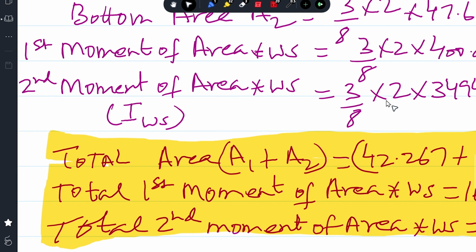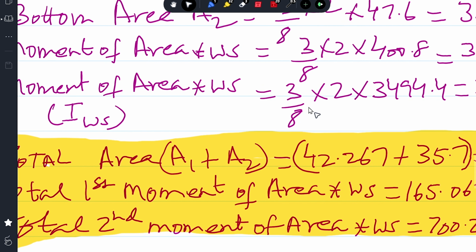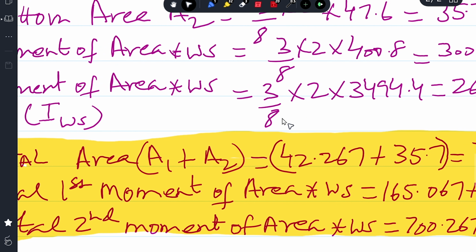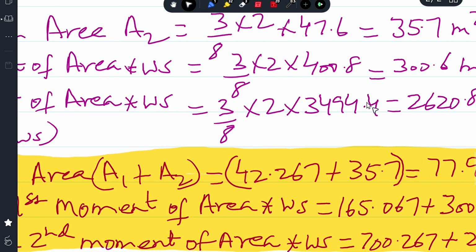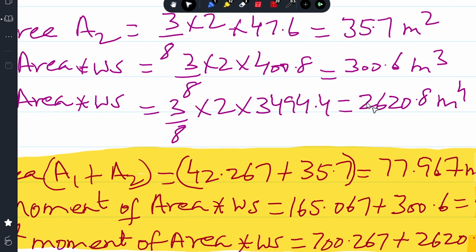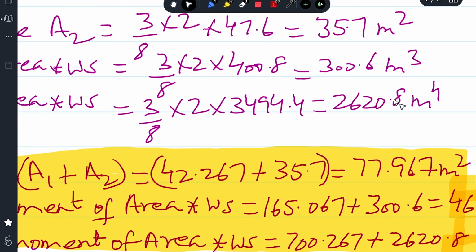Then the second moment of area about water surface, which is also called moment of inertia, IWS. This is IWS because second moment of area is moment of inertia. 3h by 8, h is 2 meters, 3 by 8 into 2 into sum of the product for second moment of area, 3494.4, and we get 2620.8.